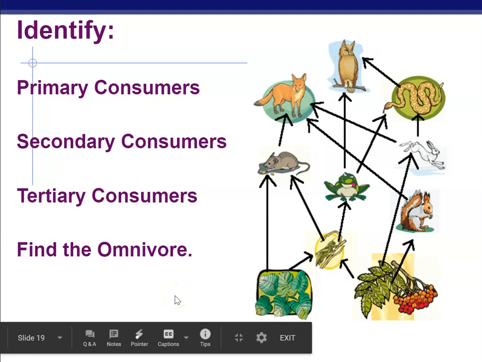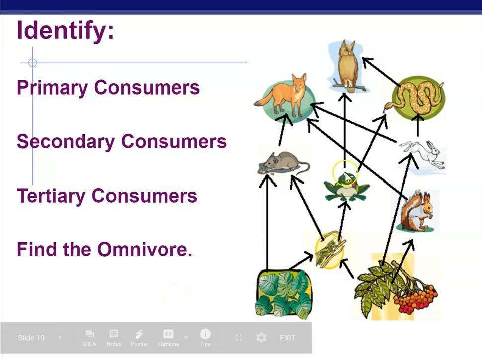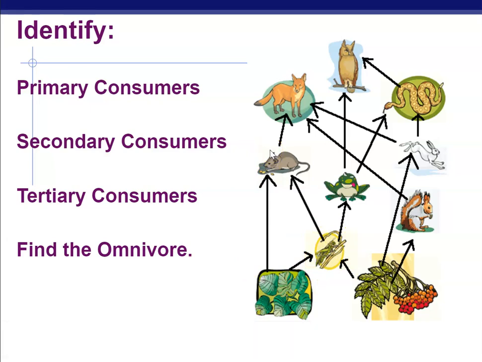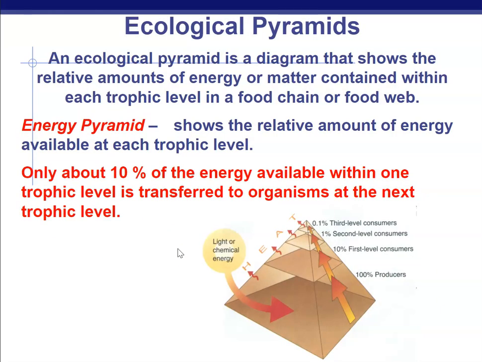And then the omnivore, hopefully you're able to figure it out, would be your mouse here, right? Because it's eating the plant, that would make it a primary consumer. But it also eats the grasshopper, which makes it a secondary consumer. And so it would be considered an omnivore because it's doing both. All right, we're almost done.